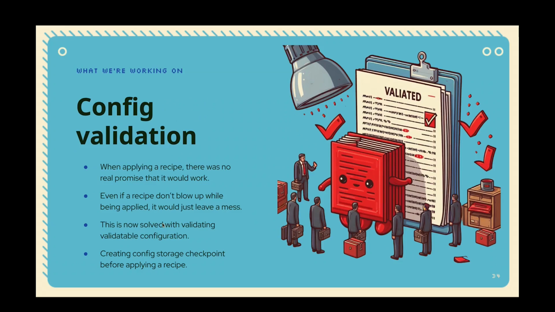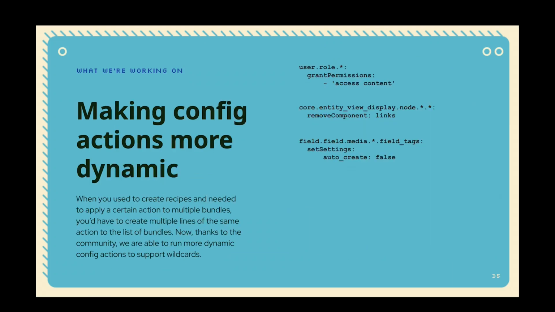There has been a lot of work around config validation. Early on in recipes, if there was a mismatch in terms of some required configuration element not being present, it might error out and your site would be in a really broken state. So now it creates these config storage checkpoints. And if something fails validation, it can roll back to that. So there are some interesting capabilities that may be possible down the road using this idea of config storage checkpoints. Also, there's some work around making the config validation a little less strict, and we'll talk more about that as we go through.